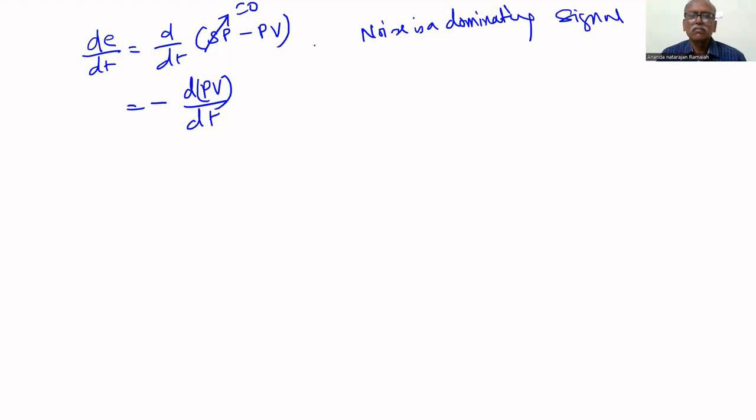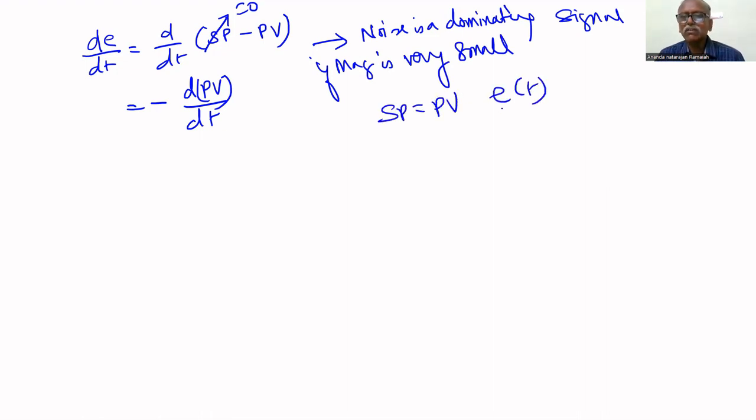When the magnitude of the error signal is small, set point equals PV, and the error equals 0, noise alone will be there. That noise will be amplified. That's why there will be a switch. A derivative mode on-off switch will be there in the PID controller to turn off the derivative mode whenever the process is settled, because it unnecessarily will introduce a disturbance in the process.